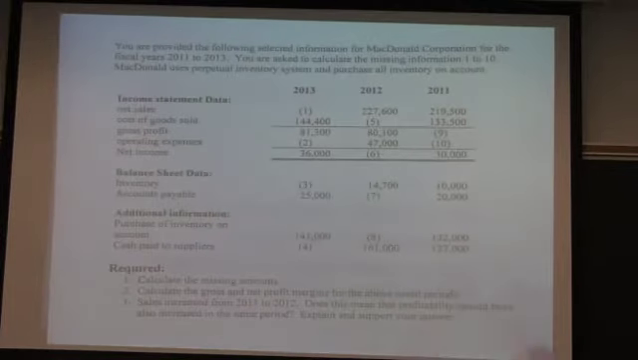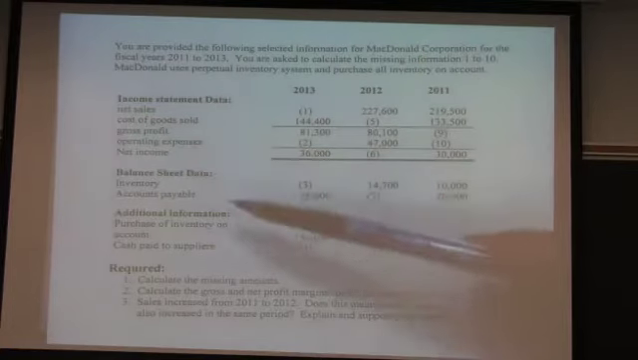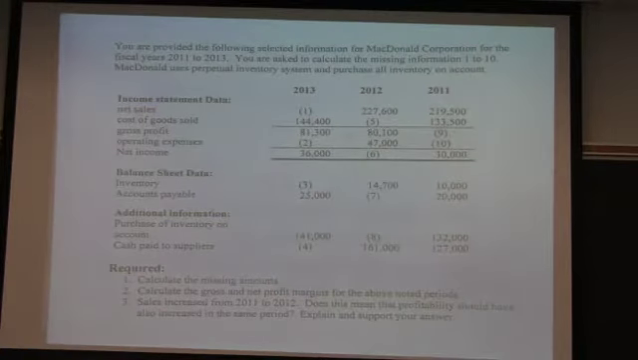In this question, you're given the following information: an income statement, a balance sheet, and some additional information regarding a company called McDonald's Corporation for the years ended 2011 to 2013. You're asked to calculate the missing information from item 1 to item 10. And they use the perpetual inventory system, and they all purchased inventory on account. So the first part is asking us to calculate the missing information.